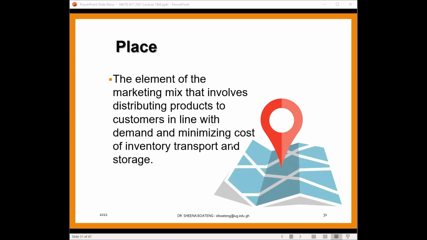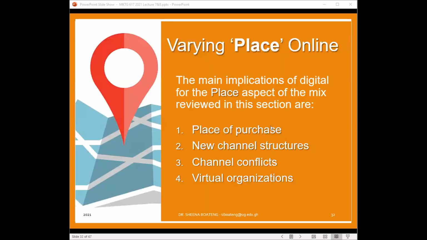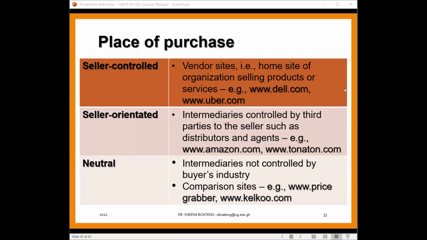However, there are certain products and services that can also be fully offered online using digital technologies, right? As a result, place can be varied online along 4 main dimensions, including 1, the place of purchase, 2, new channel structures, 3, channel conflicts, which have to be resolved in order to benefit from the new channel structures and their effectiveness, and 4, the concept of virtual organizations. We are going to break these down in the subsequent slides, starting from place of purchase.